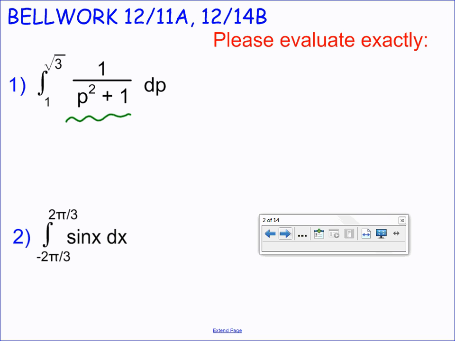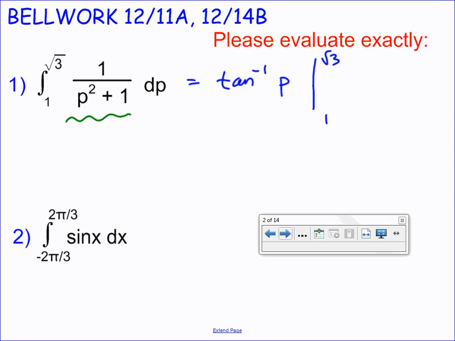So I want you to be thinking, what's an antiderivative function for 1 over p squared plus 1? Right? What's an antiderivative function for that? Tess? Inverse. Absolutely. And so we know that this will be given by the inverse tangent of p evaluated from 1 to root 3.